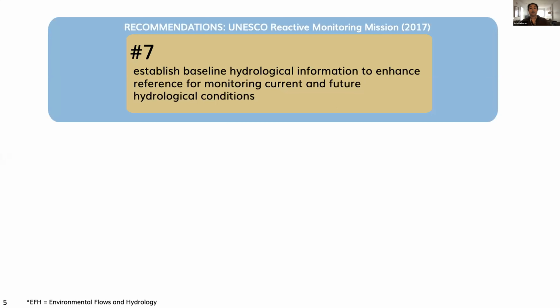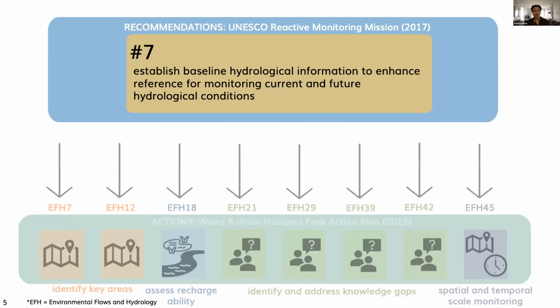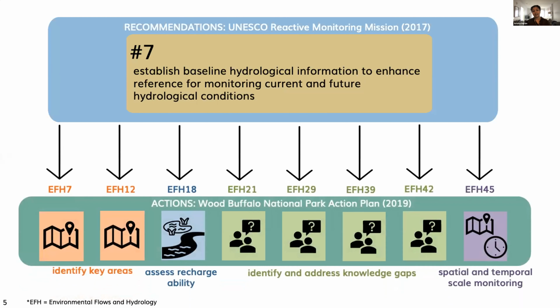So one example of how our work has aligned so well with the World Heritage Committee recommendations and the action plan is by taking a look at recommendation number 7, for instance, which deals with establishing baseline hydrological information for improving monitoring. This recommendation resulted in 75 actions, and here are a few examples of some specific actions that our previous work has contributed towards informing. For instance, identifying key priority areas experiencing drying, assessing rechargeability of high elevation basins, identifying and filling knowledge gaps, and conducting spatial and temporal analyses.